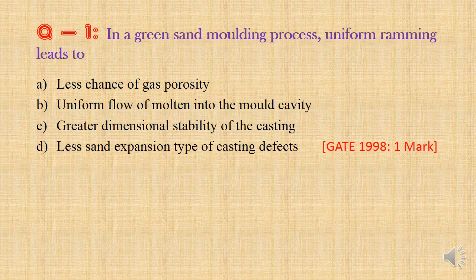Question number 1. In a green sand molding process, uniform ramming leads to option A, less chance of gas porosity, option B, uniform flow of molten metal into mold cavity, option C, greater dimensional stability of the casting, option D, less sand expansion type of casting defects. Here, uniform ramming will not give any casting defects and it gives greater dimensional stability. So, the answer is option C, greater dimensional stability of the casting.